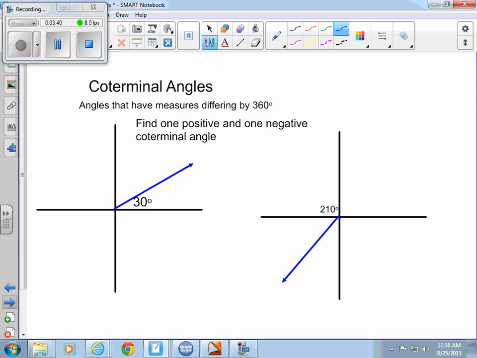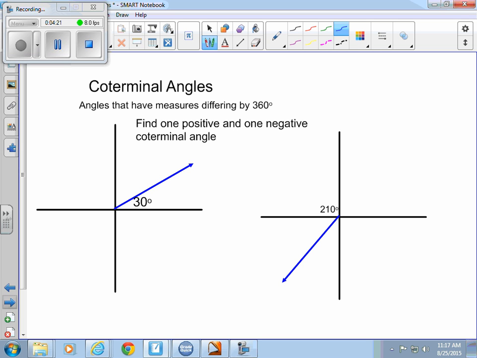Coterminal angles are angles that have measurements that differ by 360. What that means is, if you were watching a skateboarder and he did a 360 or a 720, would he land at the same spot? Those are coterminal angles. They land in the same spot, but they have different measurements. Looking at it statically on paper, they would look like the same angle, but they have a different amount of rotation. So let's find one positive and one negative coterminal angle for the angles given here.